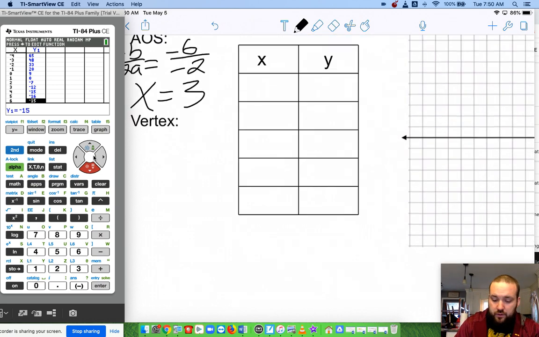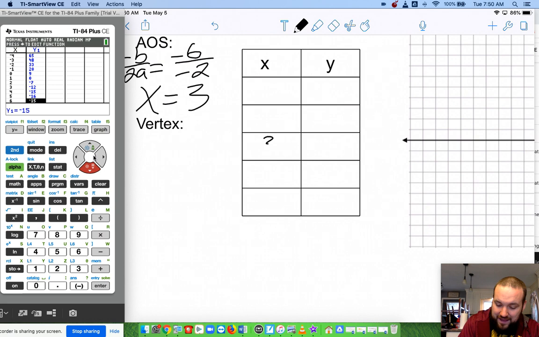What I'm going to do for that then is put that number in the middle of the x side of my table. And the reason I'm doing that is because now I know that I will have some points on either side of the vertex, so I'll get to see the bottom or the top of that parabola.